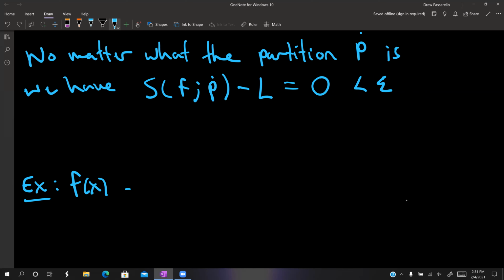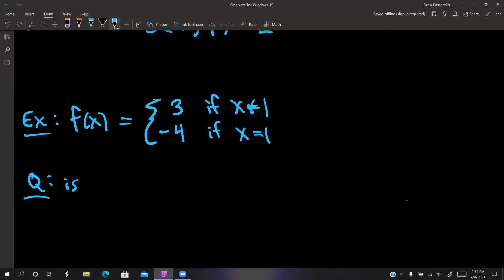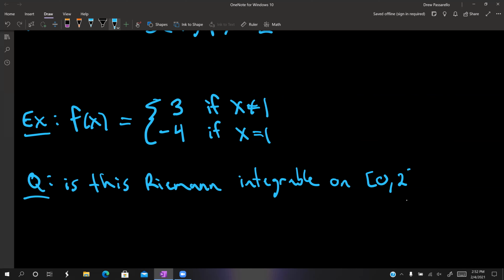Say I give you a piecewise function that is broken up into 2 pieces, where f of x is equal to 3 if x is not equal to 1, and it's equal to negative 4 if x does equal 1. Now, the question is this: is it Riemann integrable on 0 to 2?